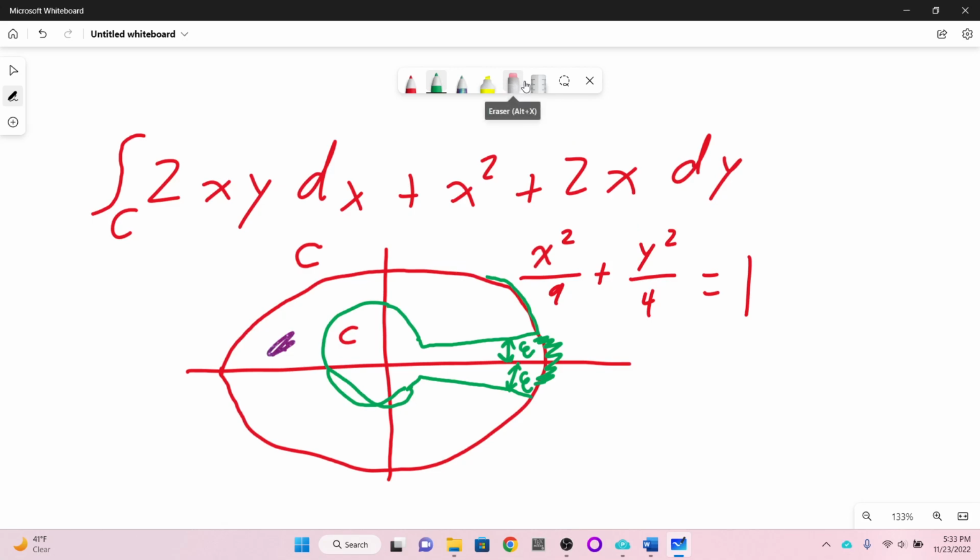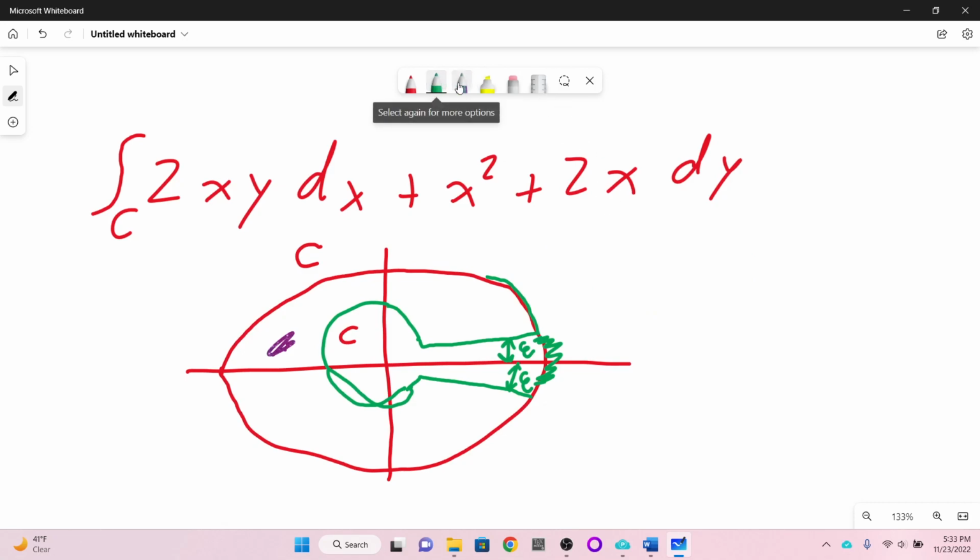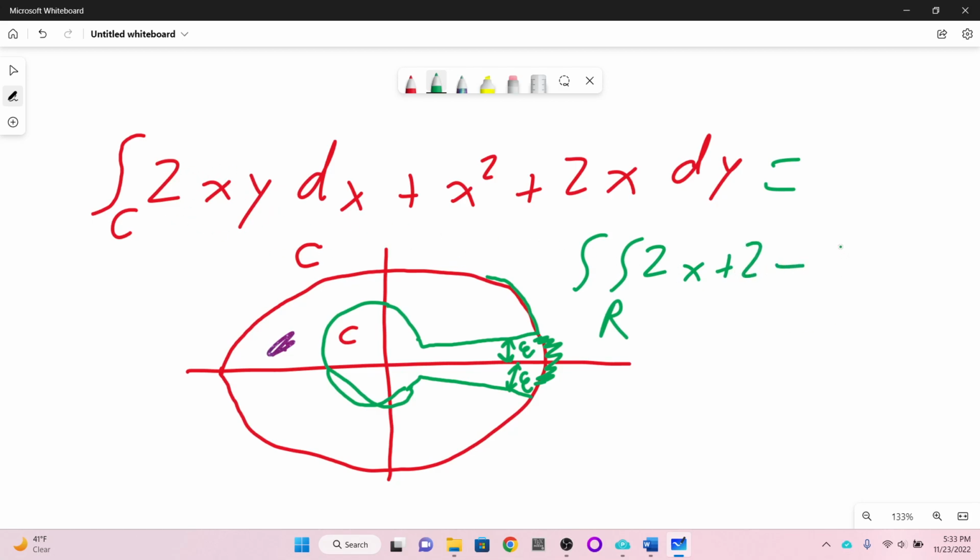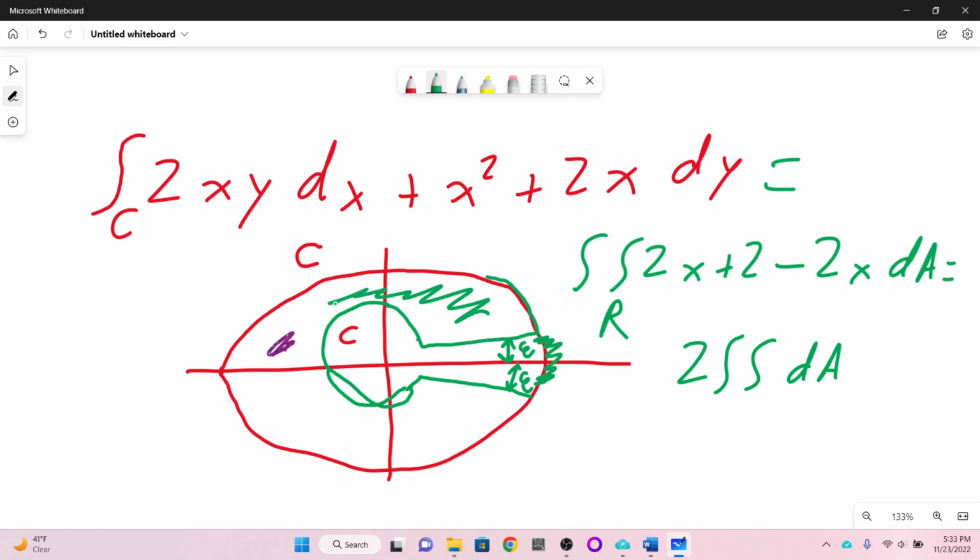Okay, so let's see what this curve would be. Now that it's a simply connected region, we can just use Green's theorem. This becomes the double integral over R of the x derivative of this, which is 2x plus 2, minus the y derivative of this, which is 2x, dA, which becomes 2 times the double integral of dA. Now, we just need to know what is the area of this region we have here.